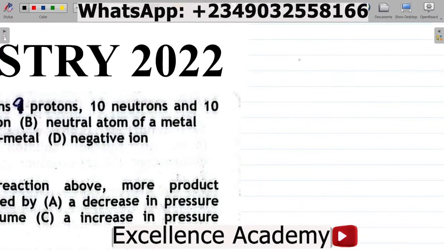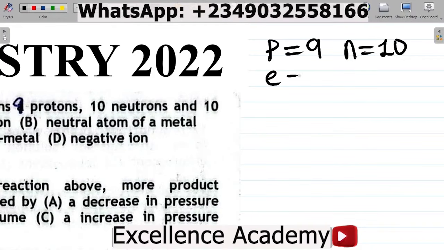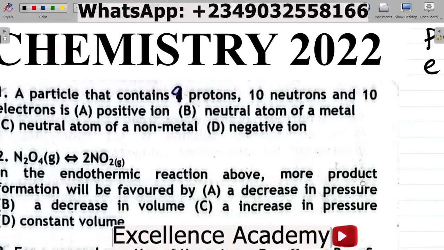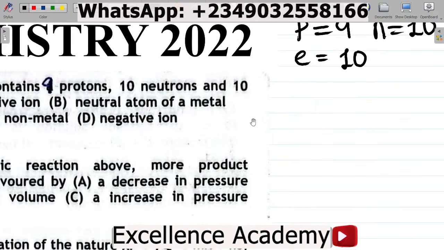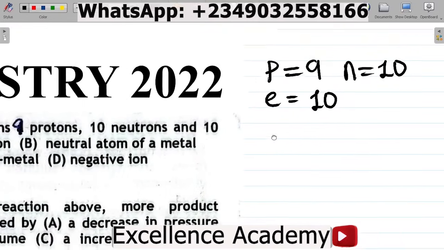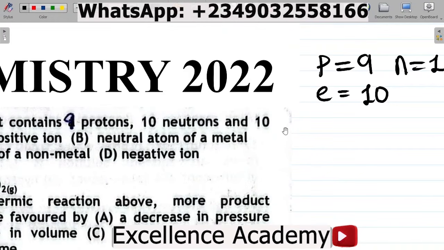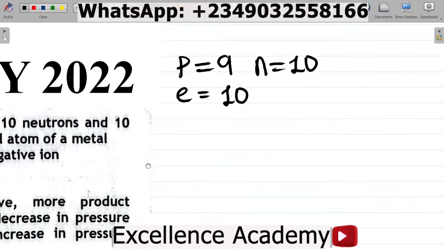For this question, they said the particle contains number of protons equal to 9, number of neutrons equal to 10, and number of electrons, e, equal to 10. Now they're asking if the particle is positively charged or a positive ion, if it's neutral, or if it's negative. Now, how do we know? It's easy.